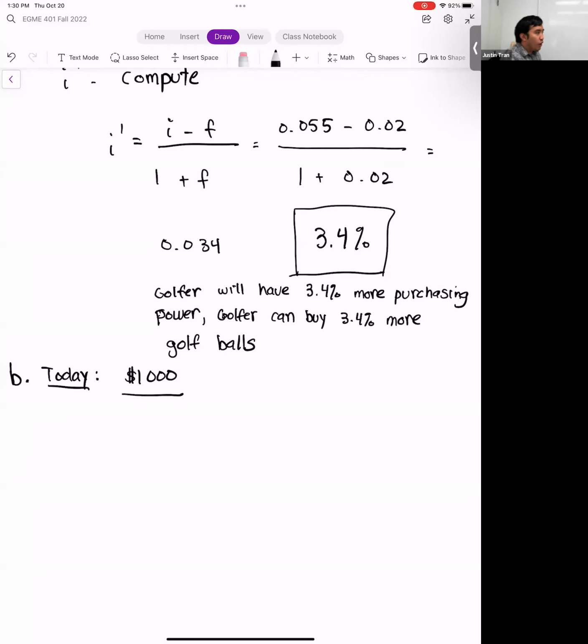And then to compute how many golf balls we can buy, we're going to divide this by the cost per golf ball. If the price of golf balls is $5, then $1,000 divided by $5 gives us 200 golf balls.